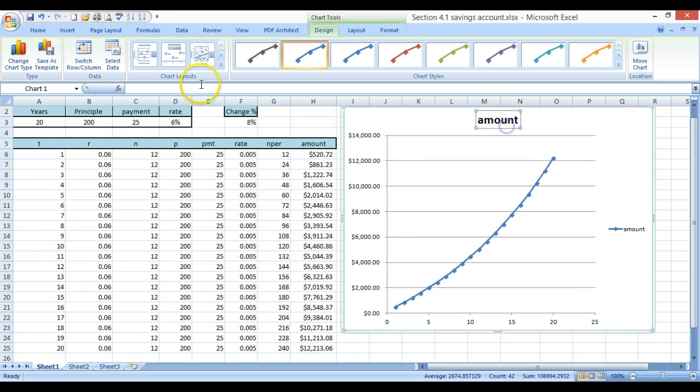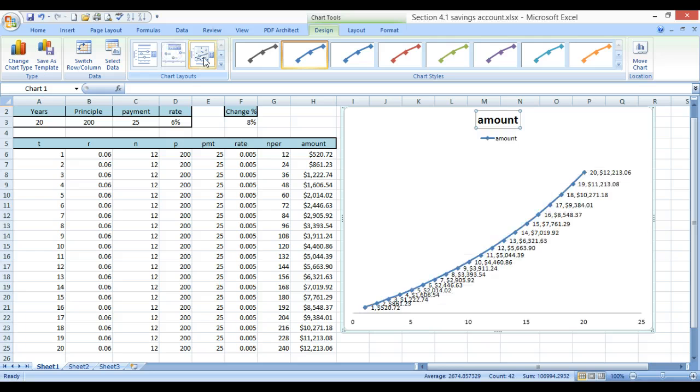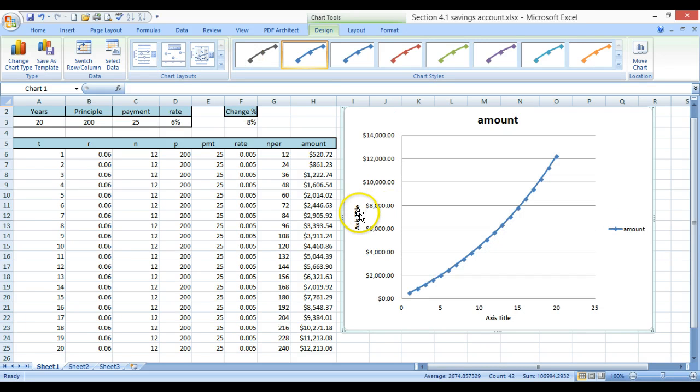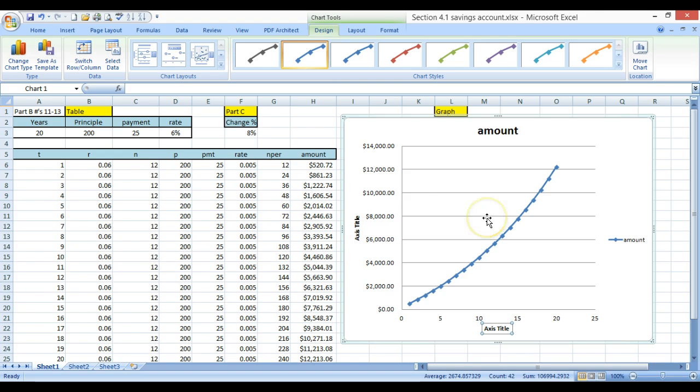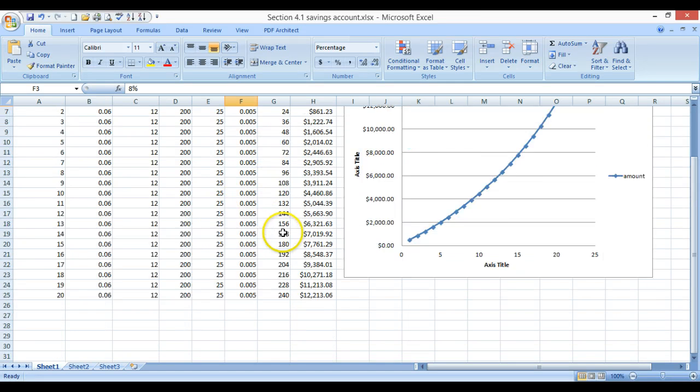And I can change this again, like in the previous tutorial or video lecture. I kind of like this one, and then I would put the amount in the savings, and this is number of years in the savings. And that's how I would insert my graph. To change a percent, oh, I'm going to do that later for part C.